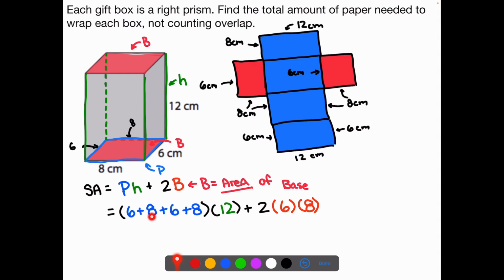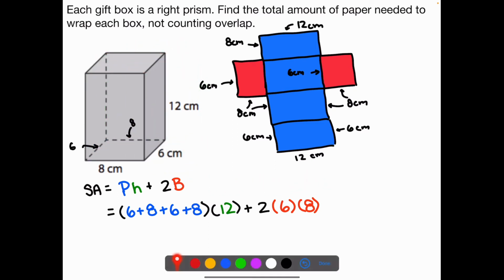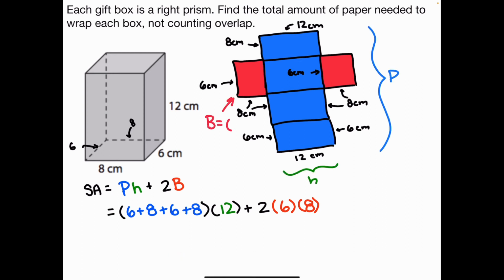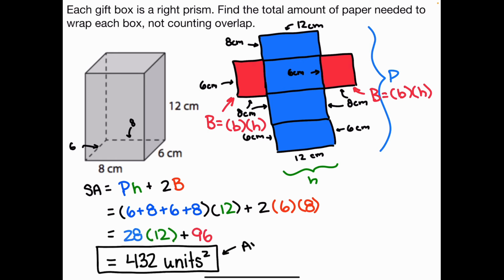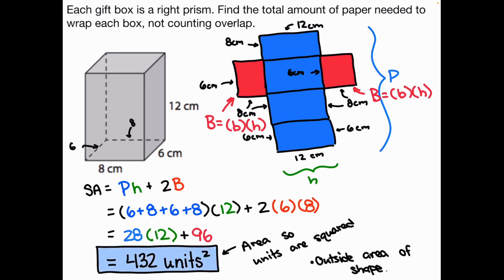From here, 6 plus 8 is 14, plus 6 plus 8 is 28. So we have 28 times 12 plus 2 times 48. That will give us, and again, I'm just drawing it on here as well, the area of our bases, the height, and the perimeter. This will give us 28 times 12 plus 96. If you enter this into your calculator, you're left with your final answer as 432 units squared.